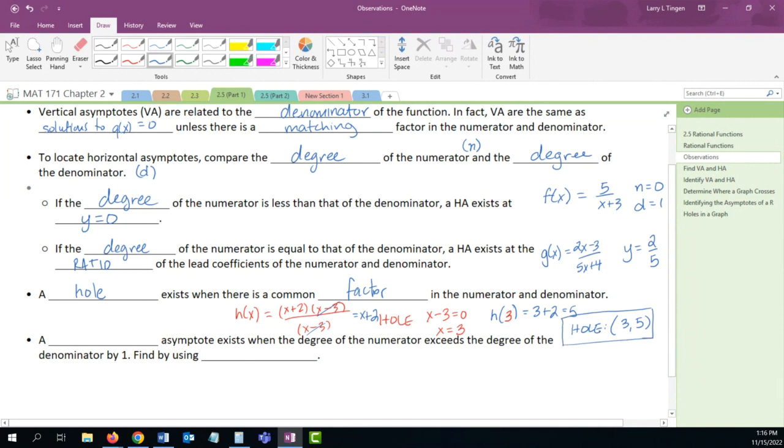All right. So if you see the same factor in the numerator and denominator, there's going to be a hole at the x value that makes that 0. You can find the x value pretty easily. To find the y value, you need to write it in its reduced form.